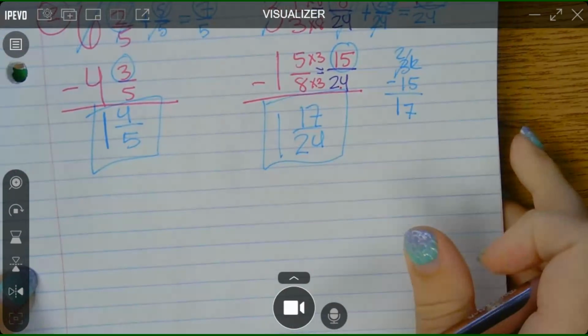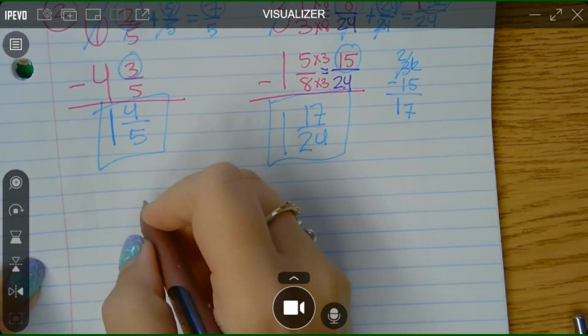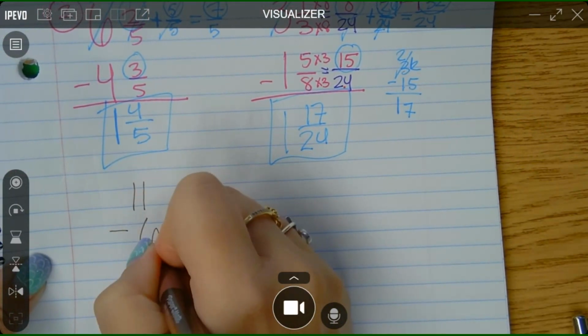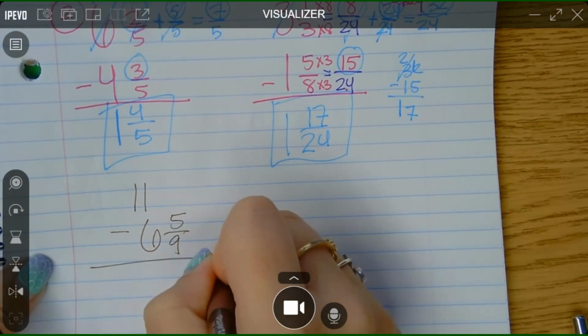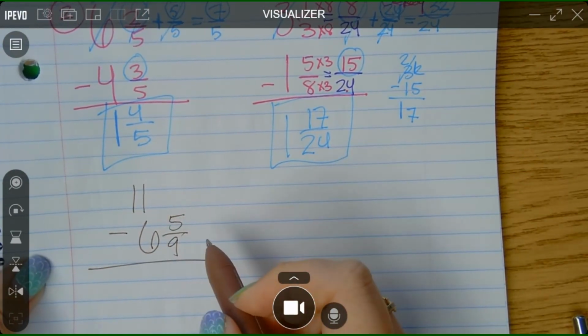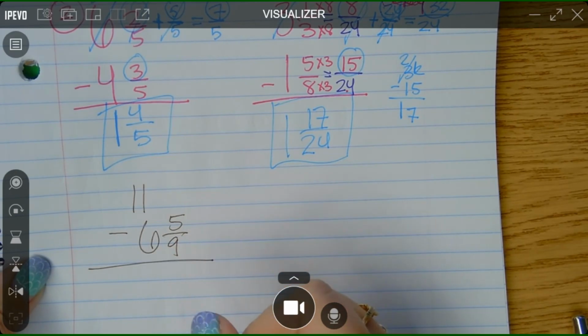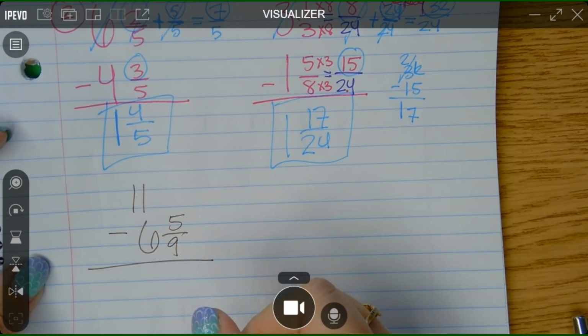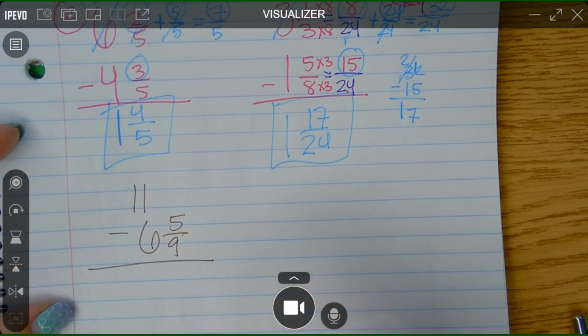Okay, let's try one more of those. Okay, so if you were to have 11 minus 6 5/9, can you take something from nothing? Okay, pause the video, try it, and then unpause it and come back. Okay, you unpaused it, you're back with us. Let's see how you did.